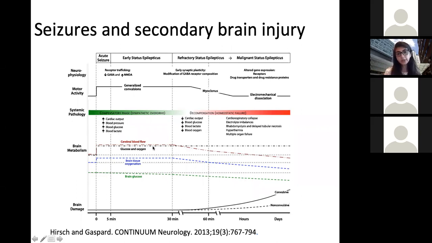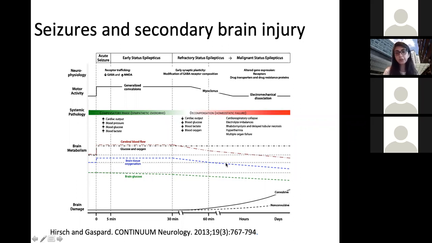And cerebral metabolism and blood flow is maintained during this period so that brain oxygenation and glucose levels are maintained. However, beyond a certain point, if seizures persist and are not treated, these compensatory mechanisms start to fail, both the systemic compensation as well as cerebral autoregulation. And systemically, we see cardiorespiratory collapse, electrolyte imbalances, rhabdomyolysis, and organ failure.